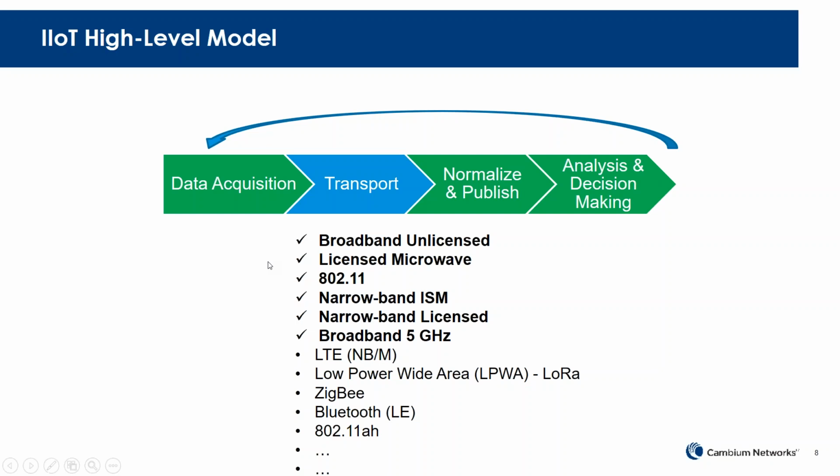So we can support broadband data, unlicensed, so sub 6 gigahertz. We have licensed microwave solutions, as I mentioned, Wi-Fi, and then of course what we'll be talking about a bit more today is the ability to do SCADA process control in a narrowband network.